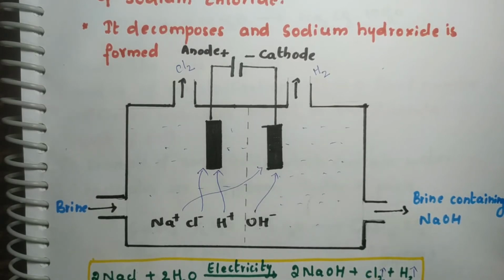See, here you can see chlorine is also produced and also some alkali product. Alkali product is also produced here. So it is called the chlor-alkali process. Because of this reason, it is also called the chlor-alkali process.